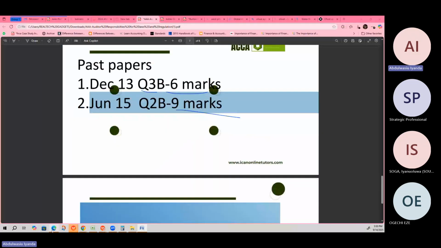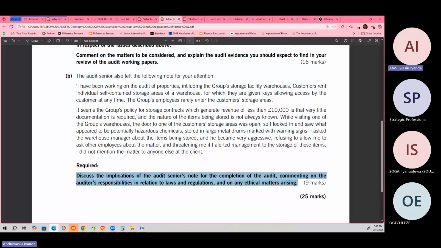The audit senior left the following note for your attention. I've been working on the audit of properties, including the group's storage facility warehouse. Customers rent individual self-contained storage areas of the warehouse, for which they are given a key, allowing access by the customer at any time. The group's employees barely entered the customer storage area.